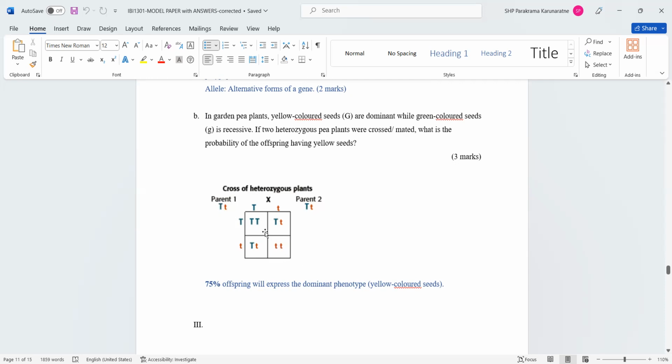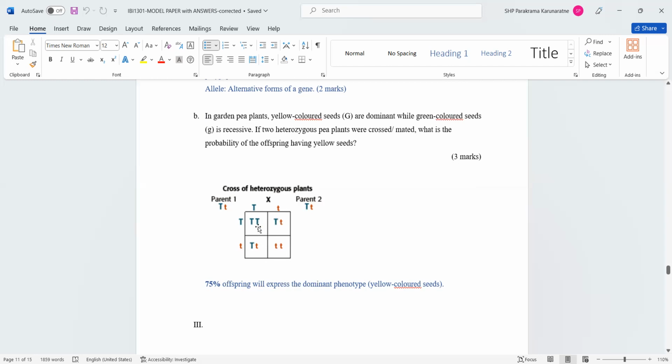If you put it into a Punnett square, you get 4 types like this. And what is the probability of the offspring having yellow seeds? Yellow is the dominant character, so capital T is the dominant character. If the capital T is there, you get that. So this is yellow, this is yellow, this is yellow, and this has two recessives, so it is green. So 75% of offspring will express the dominant phenotype, that is the yellow color. Okay, so likewise you can get.